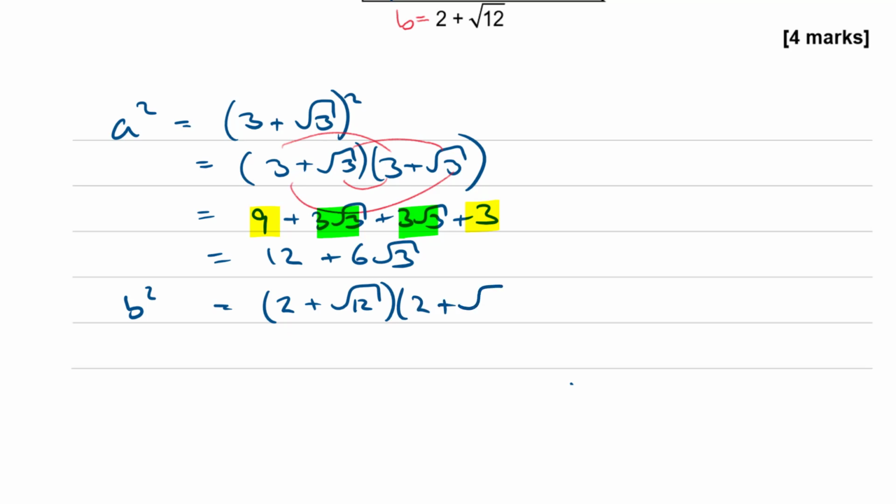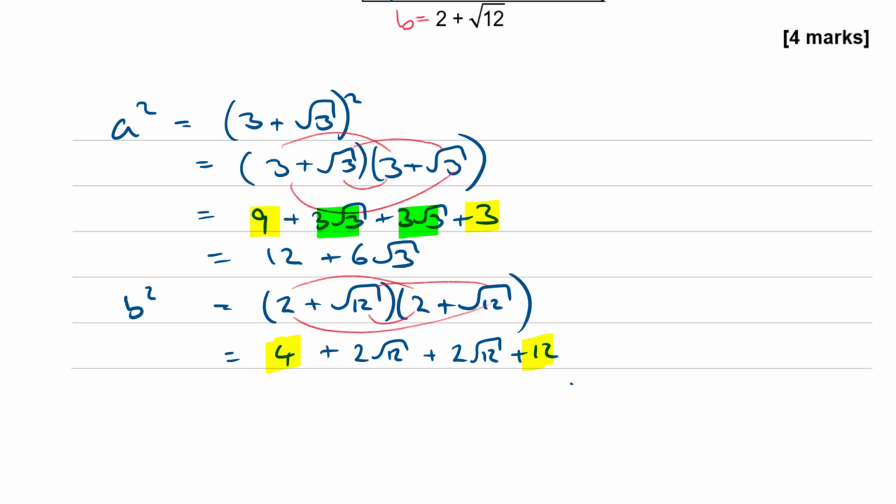So 2 plus root 12. And again, FOIL brackets. So that gives me 2 times 2, which is 4. 2 times root 12 is 2 root 12. Root 12 times 2 is another 2 root 12. And root 12 times root 12 is 12. So again, I've got two types of things here. I've got numbery terms and I've got terms in root 12, which I can add together. So 4 plus 12 gives me 16, and 2 root 12 plus 2 root 12 is 4 root 12.